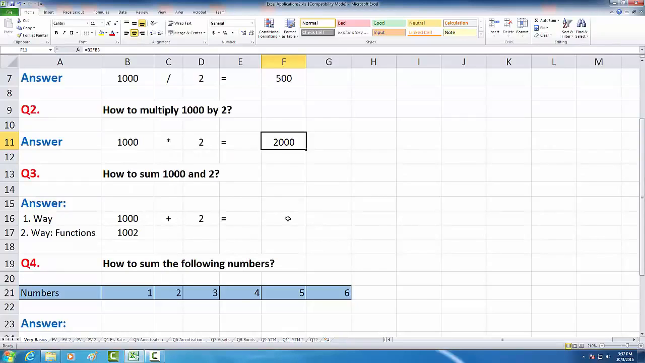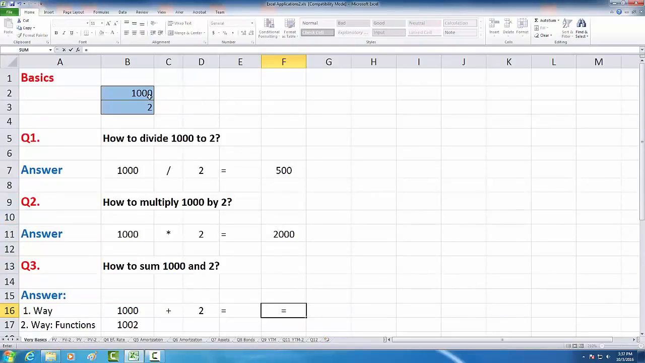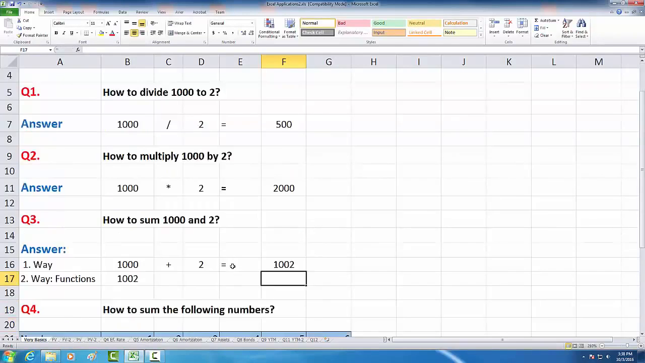Now let's skip to the third question, how to sum 1000 and 2. So 1000 plus 2. What you need to do is again use the equal sign, go to B2. This time you have to use the plus sign and 2. So this is 1002.